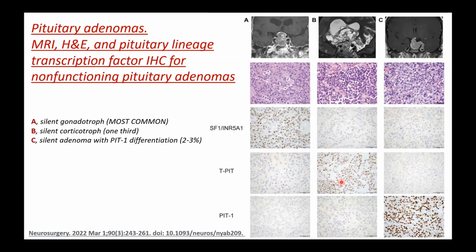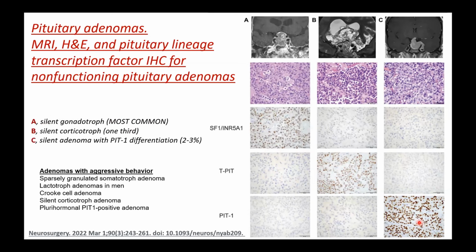And then lastly, a very small percentage, only a few, 1, 2, 3, 4% of null cell adenomas will stain positive for PIT1, indicating more of a growth hormone prolactin type phenotype.